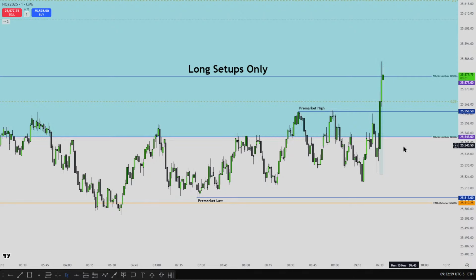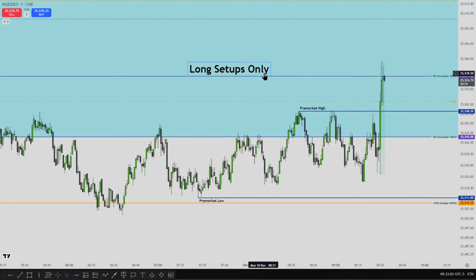Okay, waiting for a first presentation of the value gap. Let's put the opening range gap on.